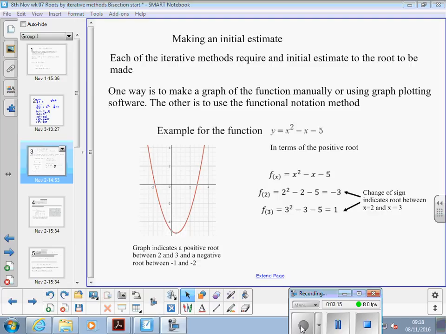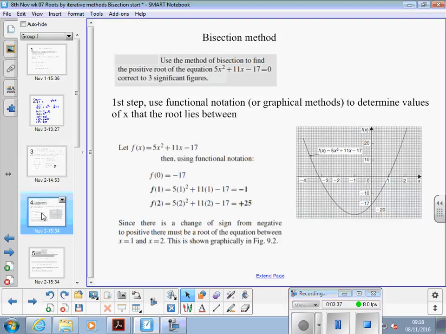So that's two different methods of obtaining an initial guess of where the root of interest is. Because there are two roots, we might be interested in the negative root here, we might be interested in the positive one, we might even be interested in both. Bisection method.